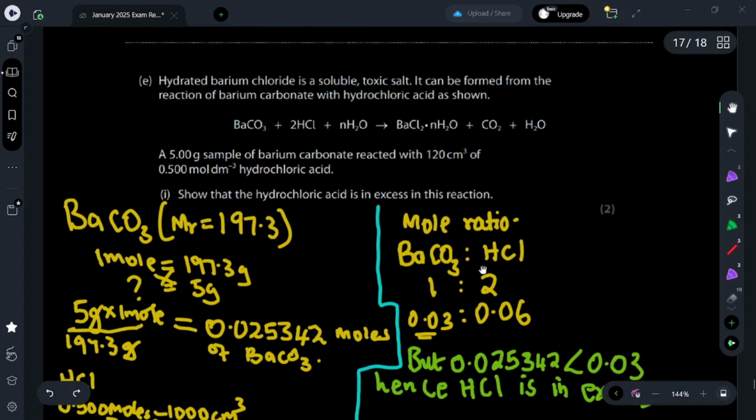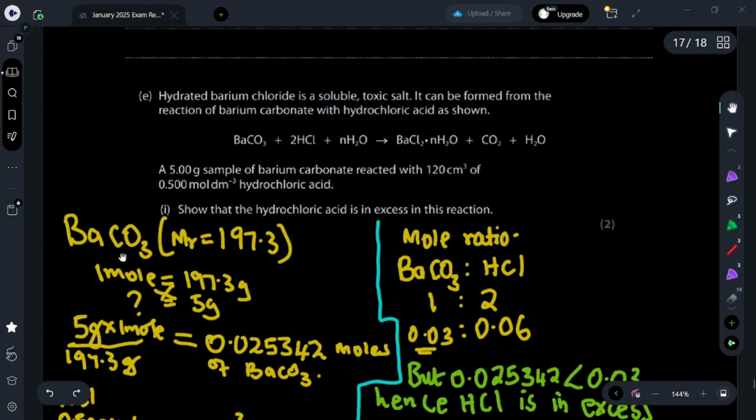Sure. We have barium carbonate. We want to get the moles of the barium carbonate since we know we are using a 5 gram sample. We know that 1 mole of barium carbonate is 197.3, that is the molar mass, or the relative formula mass. And therefore, we can use it to get the moles of the 5 grams: 5 grams divided by the molar mass.